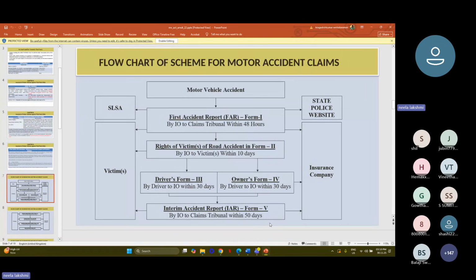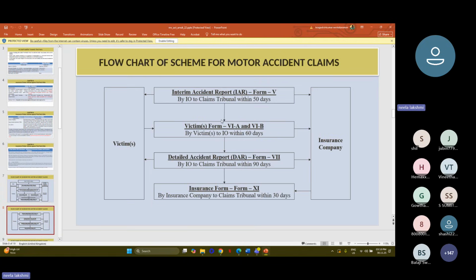Interim accident report. After collecting form numbers 1, 2, 3, and 4, the IAR, form number 5, is made ready by the IO and given to the claims tribunal within 50 days of the accident. Interim accident report in form 5 is given to the claims tribunal.